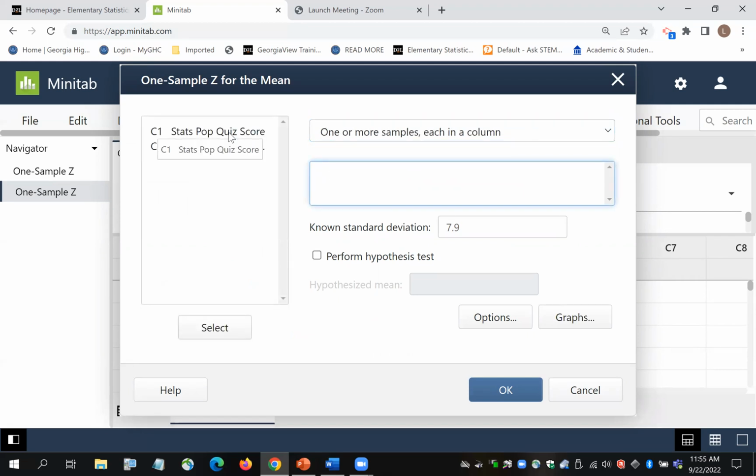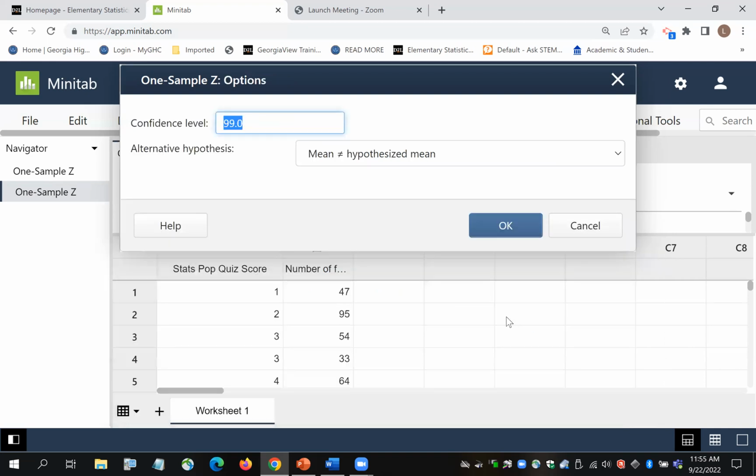I have the data set, so I have the sample. That sample is in column 1, so I'm going to select column 1, and I have to tell it the known population standard deviation, which was 2. I choose Options. We wanted a 90% confidence level. Minitab prefers that you type 90.0 or 99.0. If you don't put the 0.0, it's not going to count it wrong. It just prefers it to be typed that way.